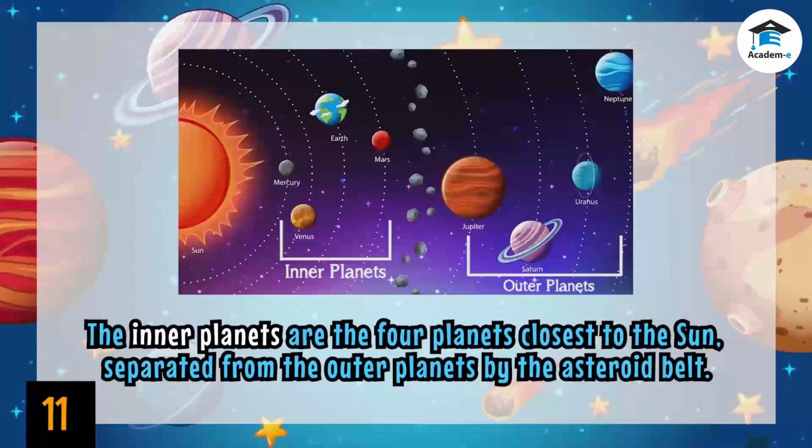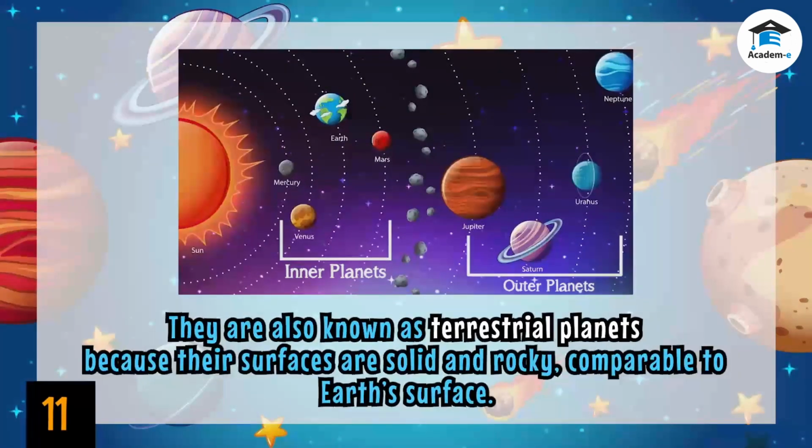The inner planets are the 4 planets closest to the Sun, separated from the outer planets by the asteroid belt. These inner planets include Mercury, Venus, Earth, and Mars. They are also known as terrestrial planets because their surfaces are solid and rocky, comparable to Earth's.